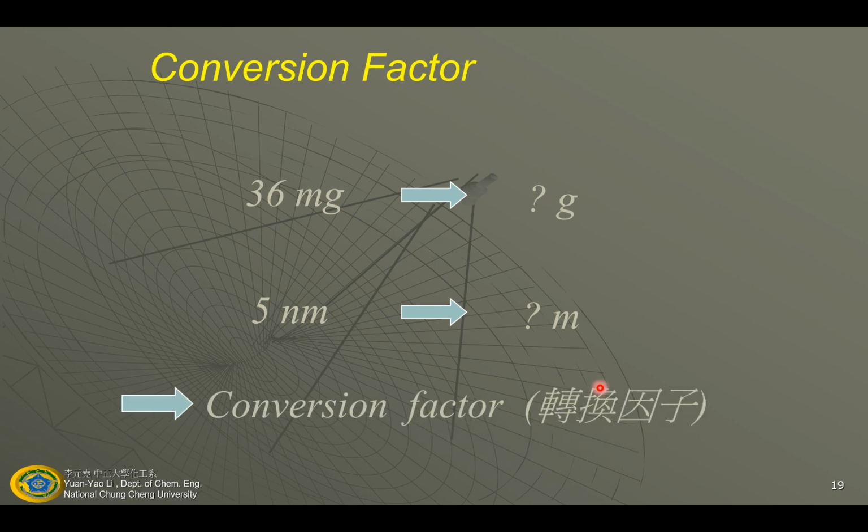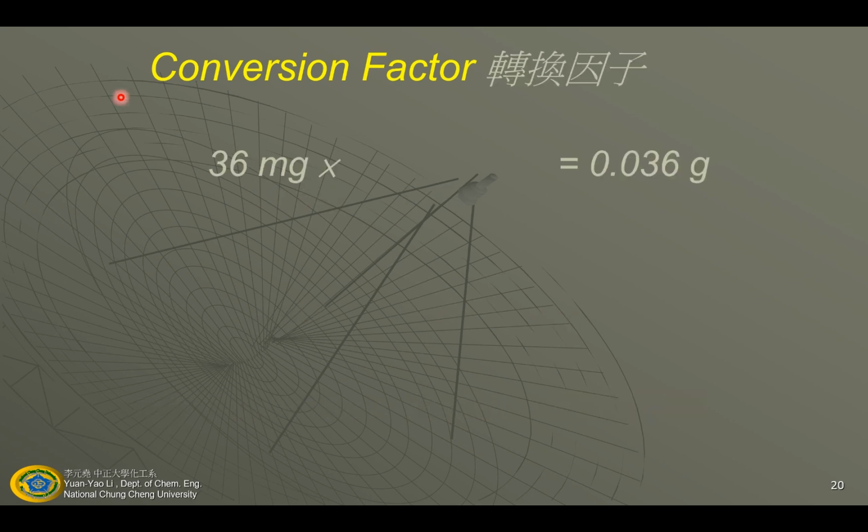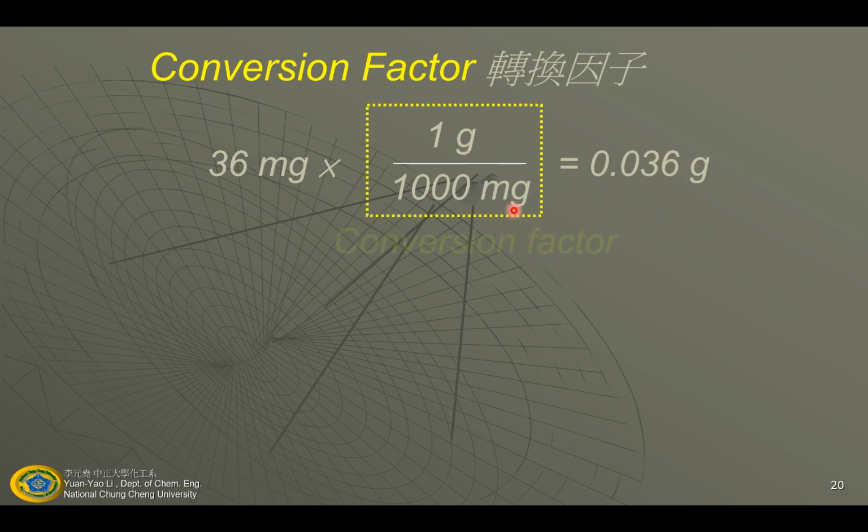So this is what we call conversion factor and dimensional equation. Okay, so you need a conversion factor. Let me show you how to do it. So 36 milligrams times what equals 0.036 gram? I'm sure you understand that 36 milligrams times 1 gram divided by 1000 milligrams. So 1 gram equals 1000 milligrams, right? So this is 1 anyway, equal to what? 0.036 grams. So you omit milligrams. In the end, it becomes grams. So this is what we call conversion factor.